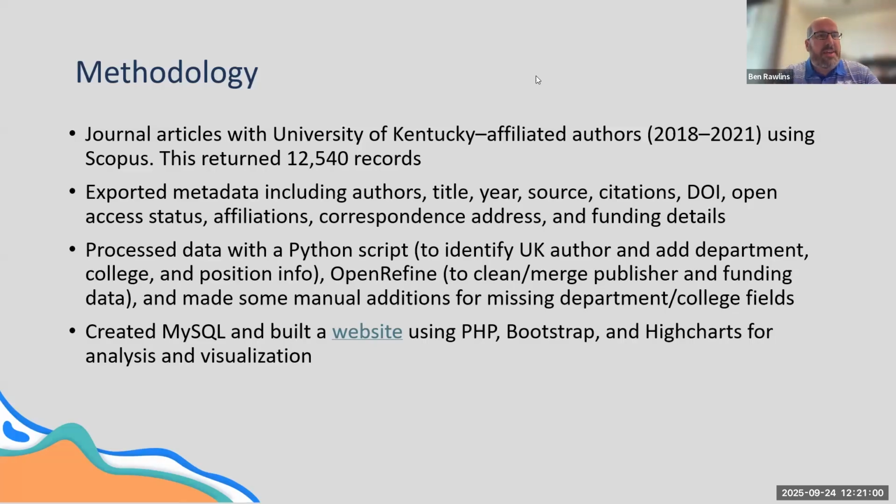So from there, we exported that data from Scopus and we exported author, title, publication year, journal source, citation counts, DOI, OA status, institutional affiliations, correspondence address, and funding details. So once we had that raw data exported from Scopus, we started to modify it and clean the data. So we wrote a Python script to identify the UK authors and add additional details such as department information, what college they were from, and the author position for UK authors.